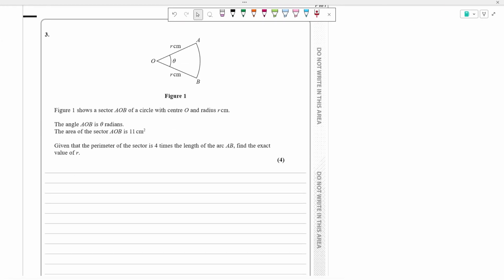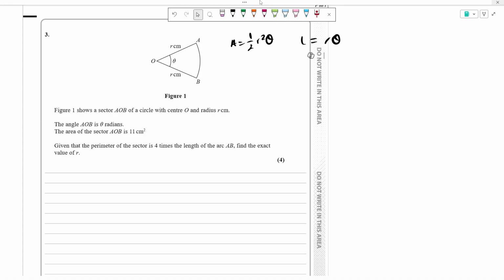Okay, question 3. We've got a sectors question using radians. So we will potentially be using these two equations: 1/2 r squared theta, which is equal to our area, or our length, which is r theta. Having a quick scan and thinking about what type of topic the question involves can really help you break down the question a bit more.